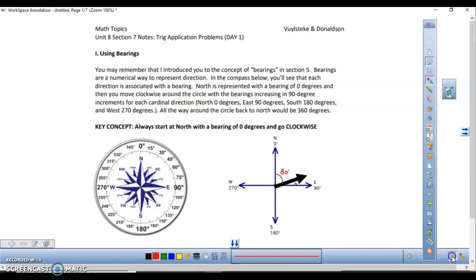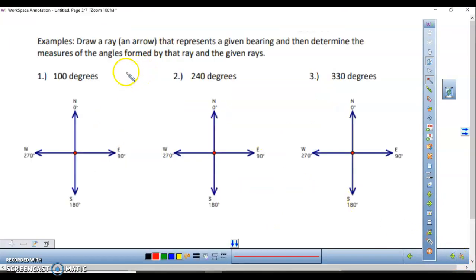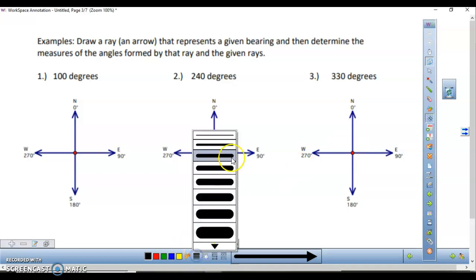All right, let's do some examples. All I ask you to do here is to draw a ray, just like an arrow, that represents the given bearing, and to determine the measures of the angles formed by that ray and the given rays. What I mean are these rays for north, east, south, and west that already exist. Take a look. It's just like that previous example.